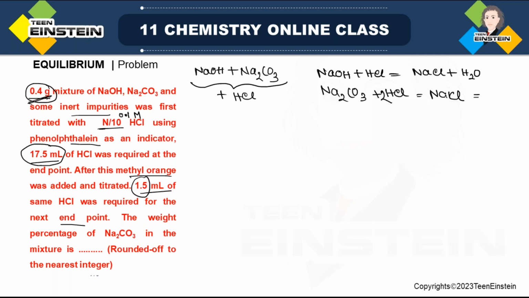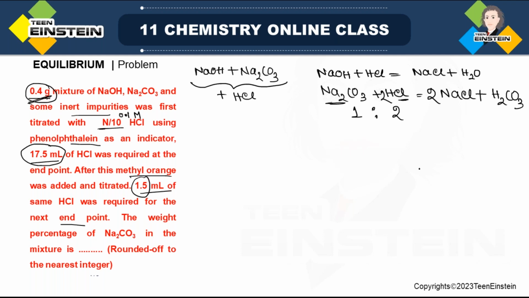Let me write it, 2 HCl. If I write it, there will be 2 NaCl, so 2 Cl, 2 Na, and here we have H2CO3. So this is the full reaction that will take place. But if we write it individually, that is Na2CO3, and it is 1:2.